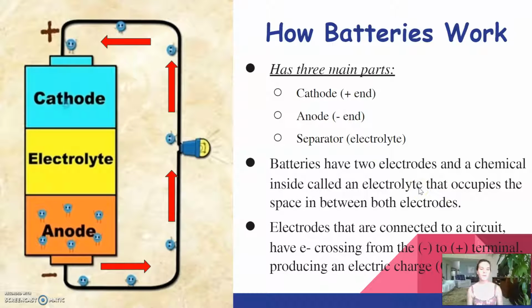How do batteries work? Well, there are three main parts. You have the cathode, which is the positive end, the anode, the negative end, and the separator, where your electrolyte is located. Batteries have two electrode ends and a chemical inside called an electrolyte that occupies the space in between both electrodes. The electrodes that are connected to a circuit have electrons crossing from the negative to the positive terminal, or the low potential end to the high potential end, that produce an electrical charge, Q.